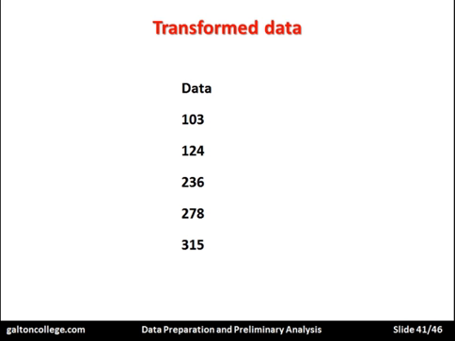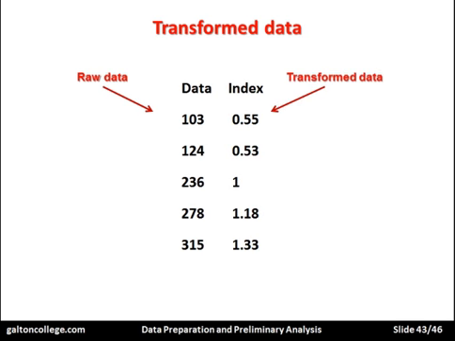Now, what we need to do is to transform the data. So let's just illustrate it with this simple set of data here. Now, we call this our raw data. Now, we transform it by, let's say, creating an index into a set of index numbers. And I'll just put the cursor onto the screen. So here we'd say, let's take this number as our base. So 236 is our base.